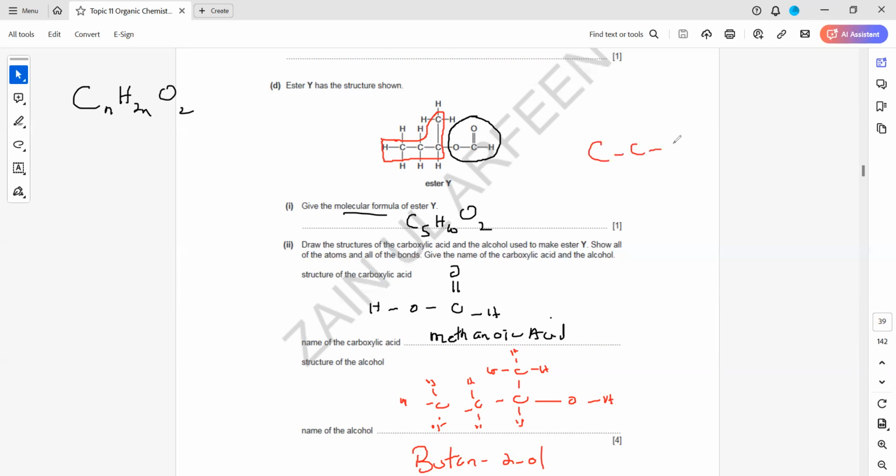So from this we identify it, because the second carbon is attached, not the first. If the first carbon was attached here with oxygen, then we'd say butan-1-ol, because that's the first carbon attached. But in the structure given to us, the second carbon is attached. That's why it is butan-2-ol. So butan-2-ol and methanoic acid react to form this ester Y.